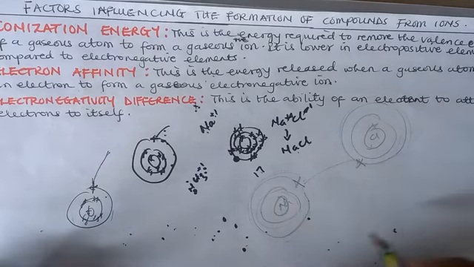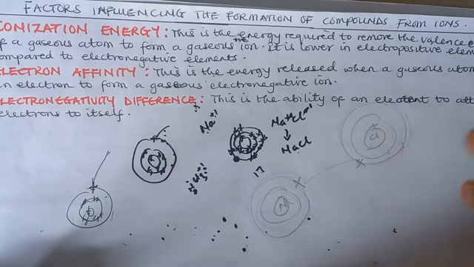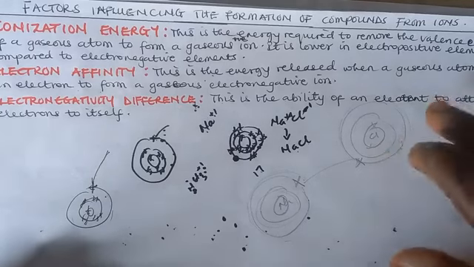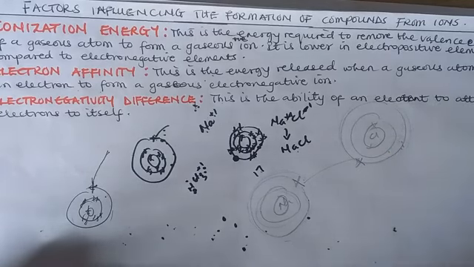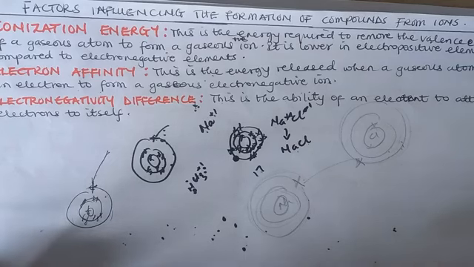while that of sodium will be very low. Electron affinity is the energy released whenever a gaseous atom gains an electron. It is associated with electronegative elements. When an electronegative element gains electrons easily, it has high electron affinity. These are the factors that enhance the formation of compounds from ions. One element must have electron affinity, if not, there won't be acceptance of electrons. That one must also have high ionization energy, that is, it is ready to accept electrons rather than give out, because it requires a greater energy to remove its valence electron. While the other one has low ionization energy, willing to give out its electron.